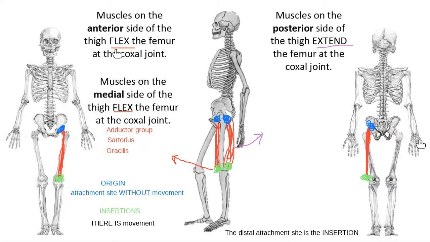So here's our first set of rules. Anterior and medial, if this is where you live, you do flexion. You pull the femur forward. Posterior muscles, if this is where you live, you pull the femur backwards. You do extension.